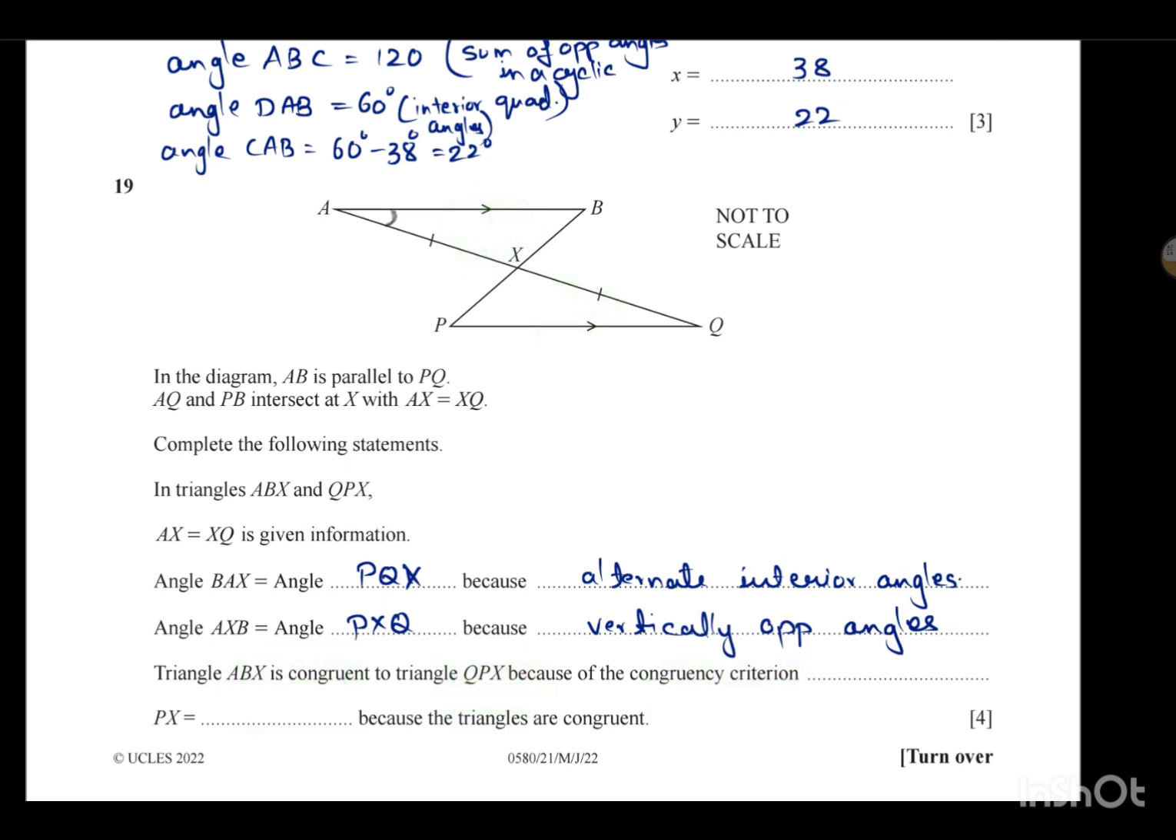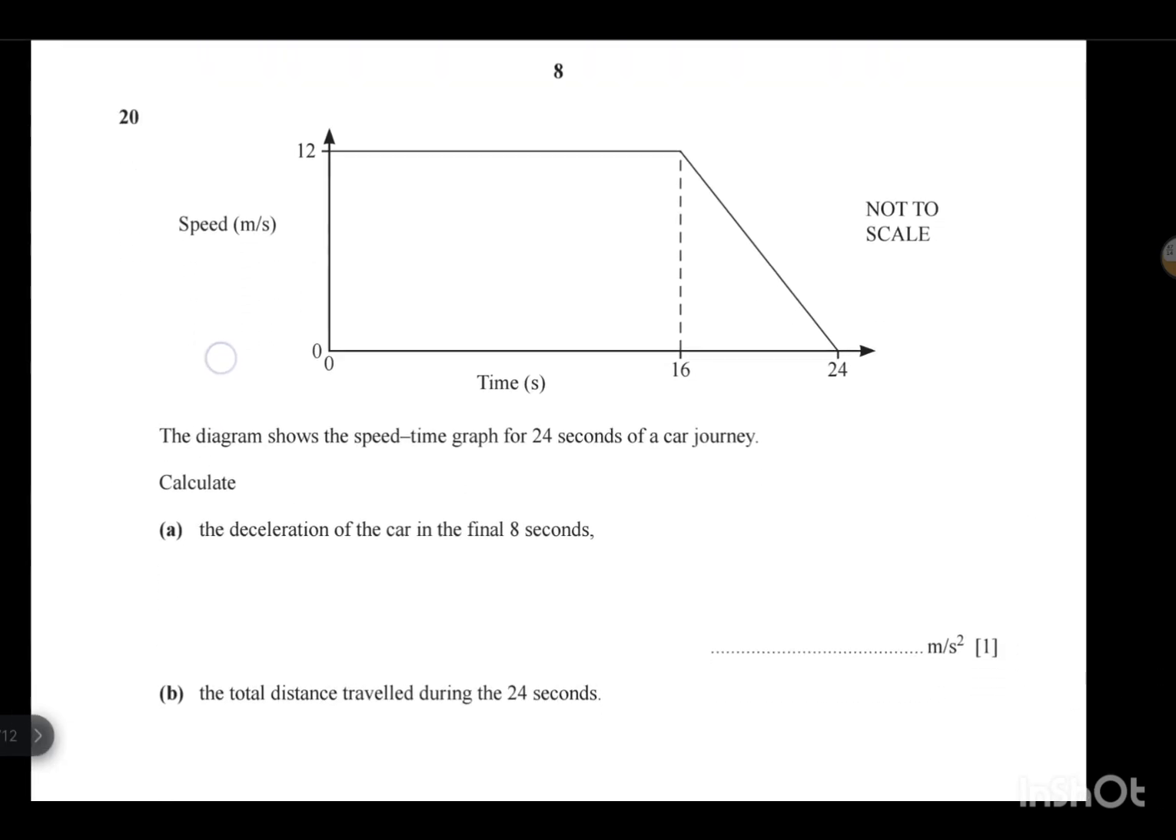Now what is the congruency criterion? Looking at all the given information, this is one side which is equal, and we got these two angles equal and also these two angles. So it is the angle side angle criterion. PX is equal to what? PX is equal to XB, obviously, because these are congruent triangles. The corresponding side of PX is XB. So it is XB. Question number 19 is over. Question number 20.